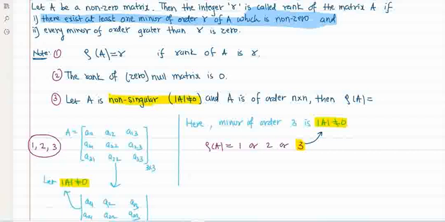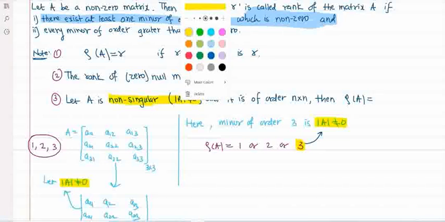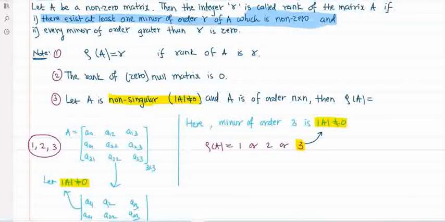That means, is it possible that the rank of the matrix A is 1 or 2? The highest order you have to find, because there exists one minor of order R which is not equal to 0. If there is at least one minor of order 3 which is not equal to 0, then 2 is not possible, 1 is not possible. You have to go to the higher order.